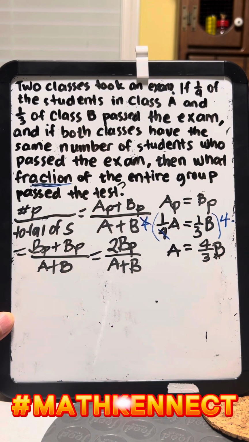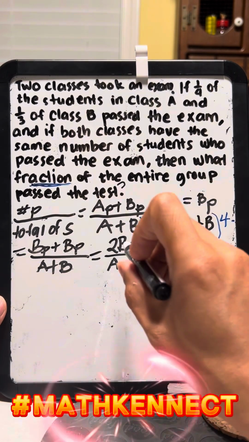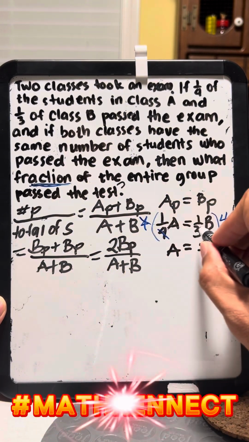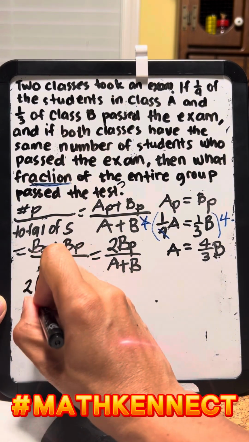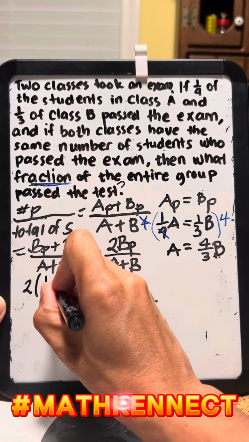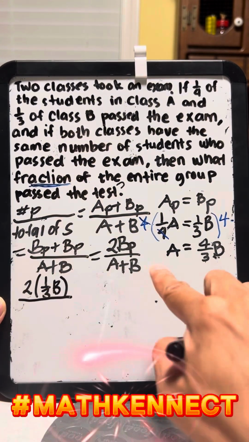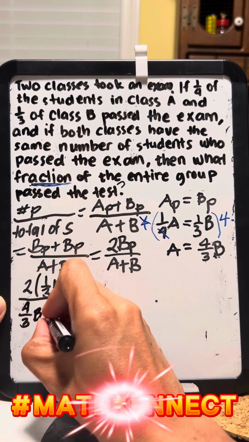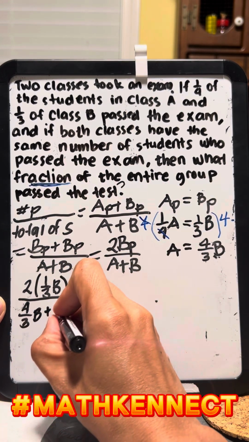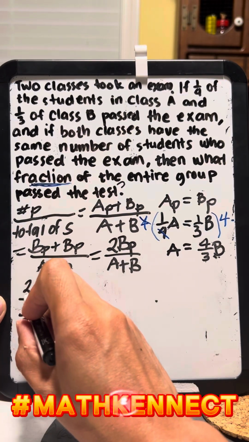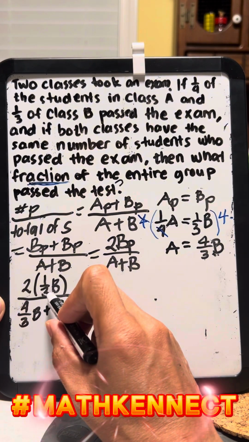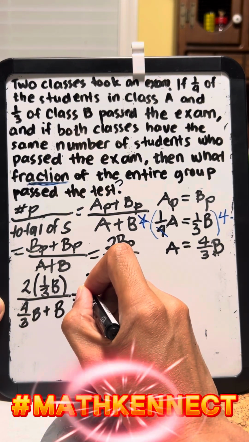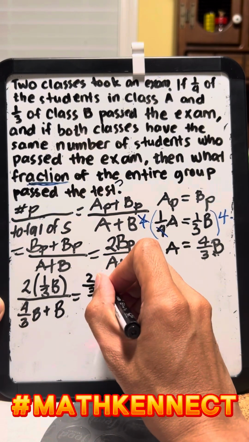So let's simplify. So we will now substitute our values to our previous equation, which is 2BP over A plus B. So BP here is 1/3 B. So I will be replacing BP with 1/3 B, all over our A, which is 4 over 3B, plus B. Okay, let's simplify. If we are multiplying a whole number and a fraction, all we have to do is to multiply our whole number to the numerator. So 2 times 1 is 2. And then just copy the denominator and then the variable B.